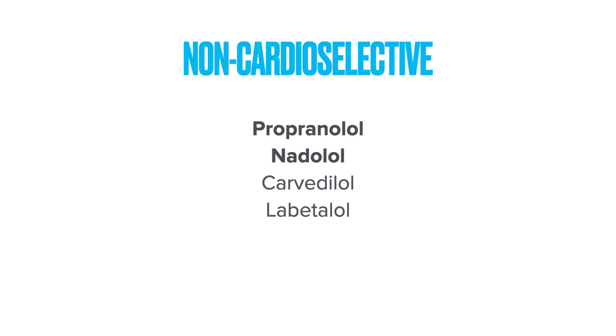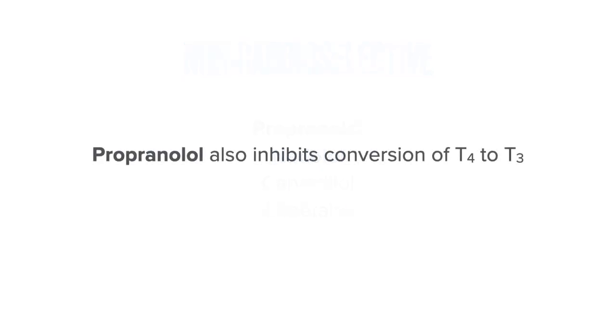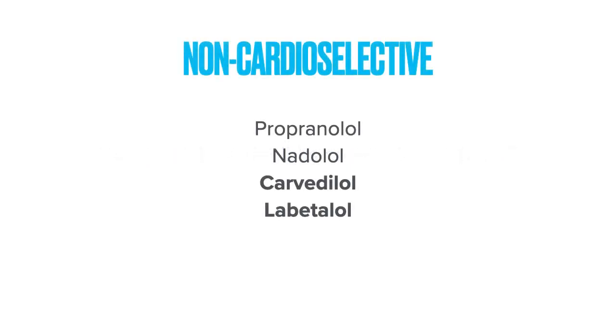The big difference between them, however, is that propranolol has a special action. It inhibits the conversion of T4 to T3, making it very useful in the treatment of thyroid toxicosis. No other beta blocker has this effect, and that is why we always use propranolol when treating patients with overactive thyroids.